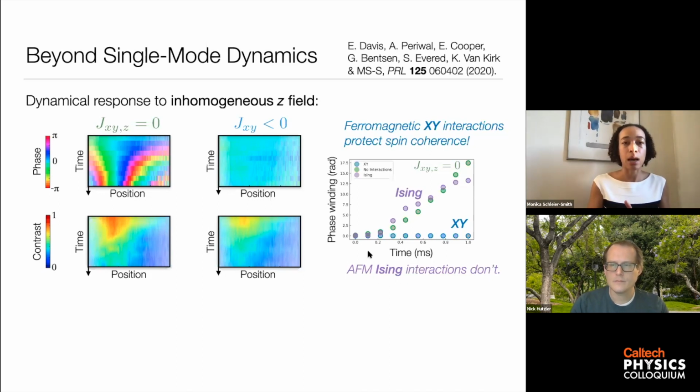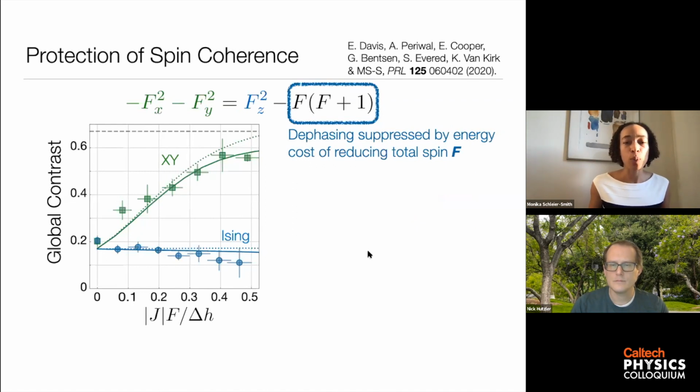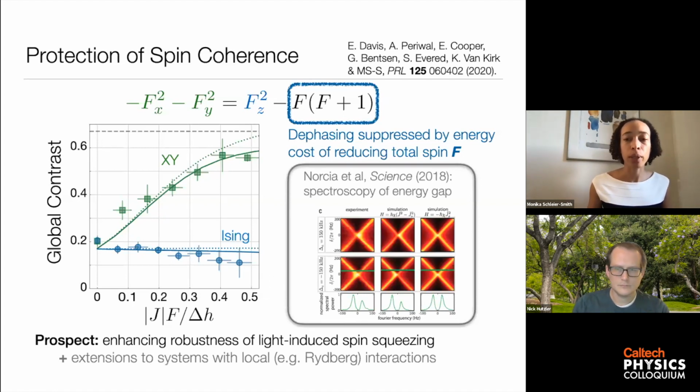So first of all, this is a nice indication that one can get beyond just these single mode dynamics in this system. And it's also potentially useful. Here it's showing the global spin coherence as a function of interaction strength in the XY case. Above some critical interaction strength, essentially, the coherence of the system is protected. This was actually pointed out in some experiments at JILA that showed spectroscopic evidence of an energy gap, an energy difference that depends on the length of the total spin, which I can think of as responsible for this protection.